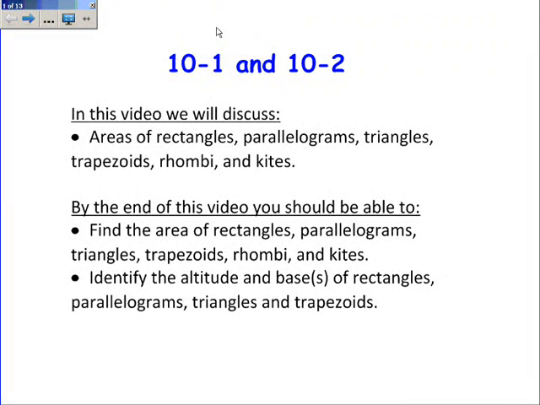Alright, sections 10-1 and 10-2 are a review of a lot of the ideas you've heard about in previous math classes on areas. We'll talk about areas of rectangles, parallelograms, triangles, trapezoids, rhombi, and kites. By the end of this video, you should be able to find the area of these shapes, and also identify the altitude and the base or bases of these same shapes.